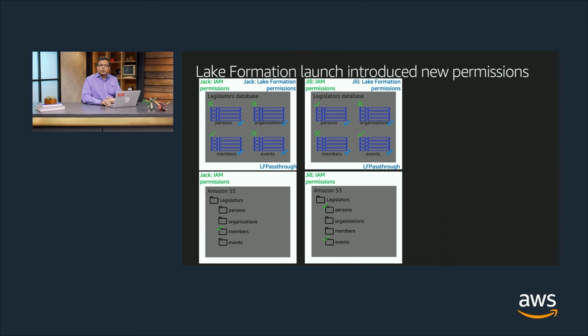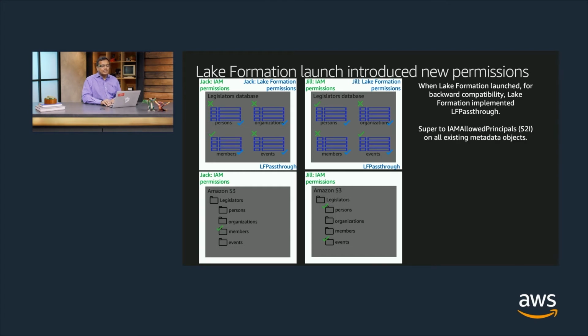Lake Formation introduced a new permissioning system. And when we launched Lake Formation, for the purposes of backward compatibility, Lake Formation implemented Lake Formation pass-through, which was we gave the permission called super to all IAM allowed principals. The expression granting permissions to or authorizing access to the metadata then is your existing IAM permissions and either the Lake Formation pass-through permission, which we're going to denote as S2I in these slides, or individual Lake Formation permissions that may have been configured. Because S2I is on, this portion of the expression always evaluates to true. As a result, only your IAM permissions are governing access or authorizing access to the metadata.